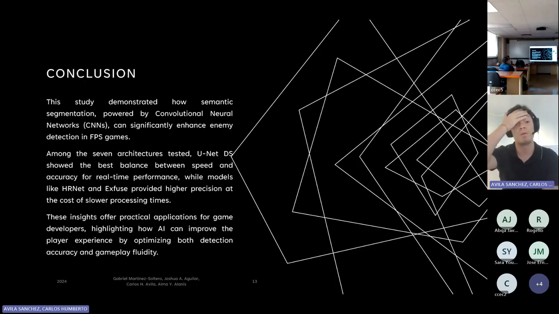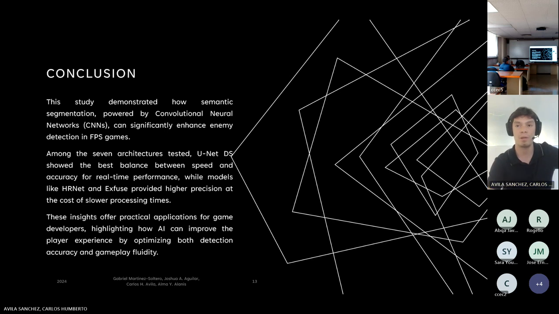So to wrap up, this study demonstrated how semantic segmentation powered by CNNs can significantly enhance enemy detection in FPS games. Based on our results, among the 7 architectures tested, UNET-DS showed the best balance between speed and accuracy for real-time performance, while models like HRNet and XFuse provide higher precision at the cost of lower processing speed. These insights offer practical applications for game developers, highlighting how AI can improve the player experience by optimizing both detection accuracy and gameplay fluidity.